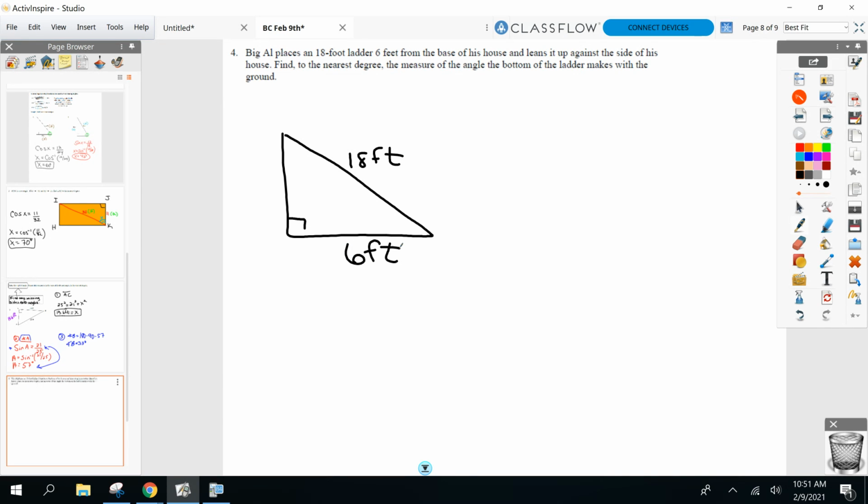And this always gives me a chuckle. Find to the nearest degree the measure of the angle the bottom of the ladder makes with the ground. Where is the ground located? And I'm saying this jokingly, but people will put the angle up here, even though it says with the ground. Your feet go on the ground, right? So it can't be there. Ground is on the bottom. So this is the angle we're looking for.